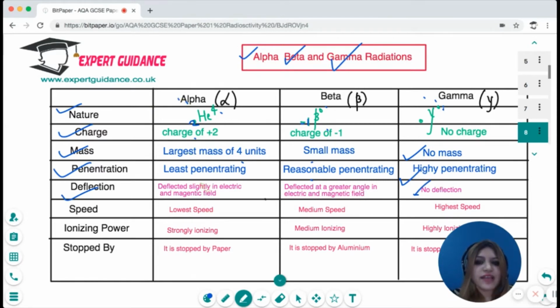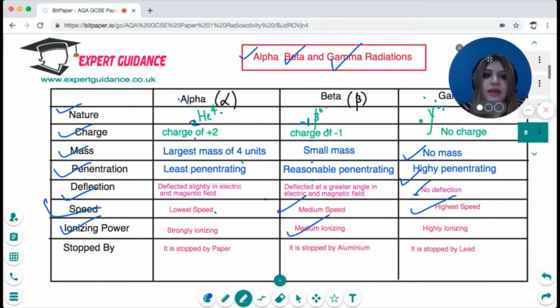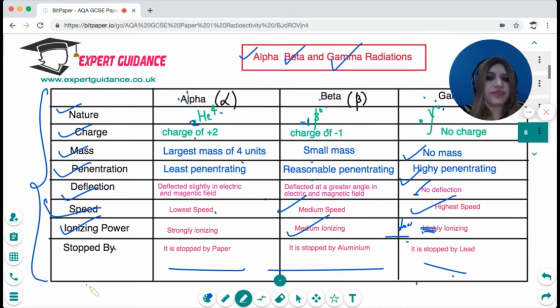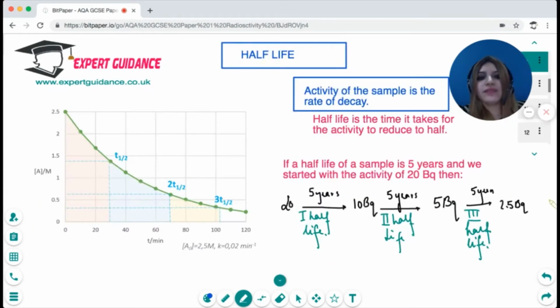Since alpha is heaviest, it makes sense for it to have a low speed. Beta has a medium speed and gamma has the highest speed. And as alpha has the highest charge amongst all, it is highly ionizing. Beta is medium ionizing, and gamma is low ionizing. Okay, now alpha can be stopped by paper, so it has the least penetration. Beta can be stopped by aluminium. Gamma can be stopped by lead. So you should remember all these differences and features of alpha, beta, and gamma.